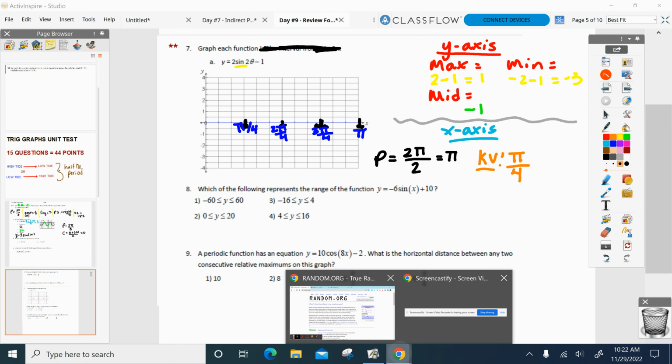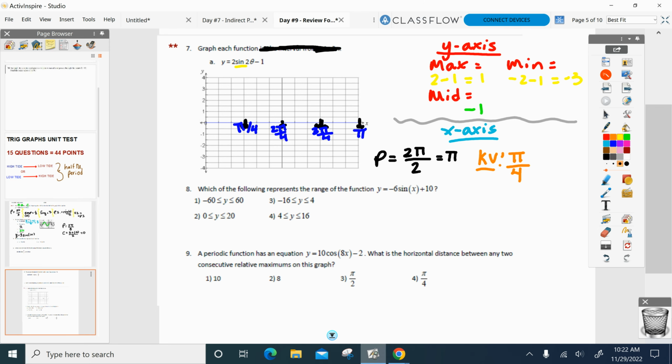So take me on this journey here. Where's sine start? At the midline, -1. Yep, sine starts at the midline, goes where? To the max. There's no negative out in front. If there was, I'd flip it. So I'm going to go to the max, which is 1. Then where? Back down to the midline. Then to the minimum, -3. And where does it end? The midline, -1 right there. Here you go. Hardest part is setting up the x and the y, I think. Watch out for a -2 tomorrow.